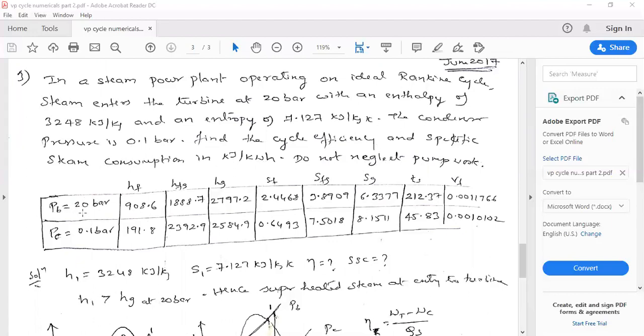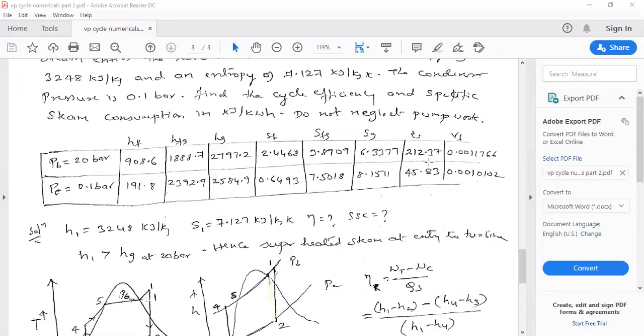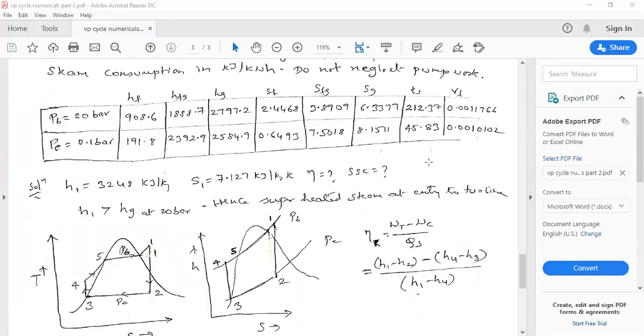For the boiler pressure of 20 bar and condenser pressure of 0.1 bar, obtain the enthalpy and entropy values as well as the saturation temperature values. And here I have added one more, that is volume of the fluid. So the VF value has also been obtained from the data handbook. Then the next step is to get the values of H1, H2, H3 and H4.